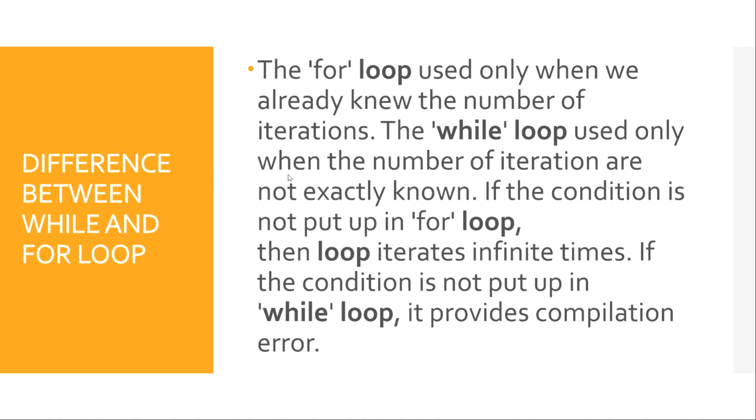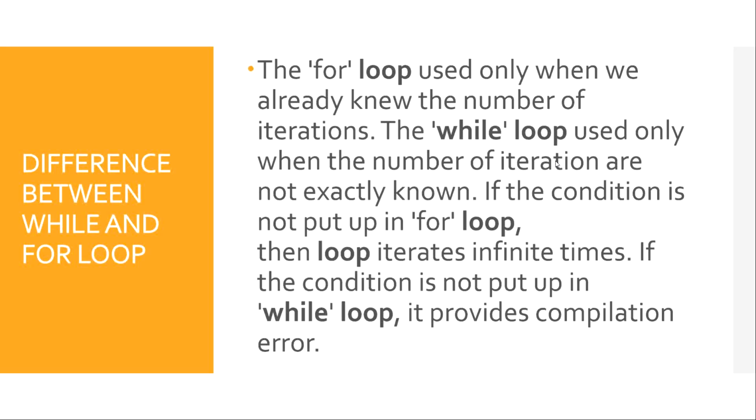Now we will look at the difference between while loop and for loop. The for loop is only used when we know the particular number of iterations. Iteration is nothing but repetition, the number of repetitions of code. The for loop, we only use it when we know the number of iterations, like we mention i equals 0, i less than or equals some condition, and then we put i++ or i--. But the while loop we use when we don't know how many iterations we are running.